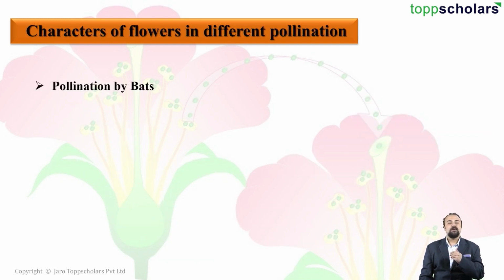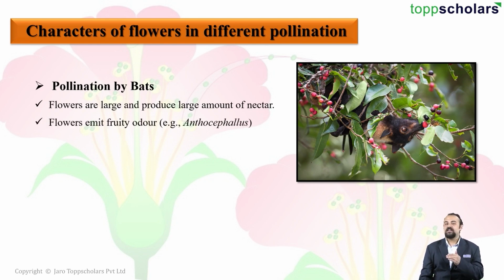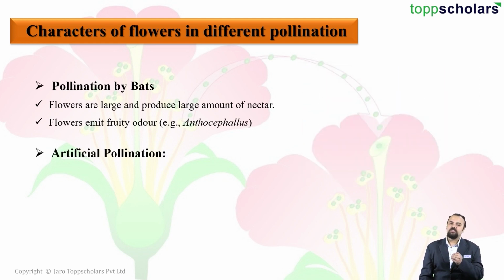Next we have the pollination done by bats. Now students, in this case the flowers are large and they produce a large amount of nectar, again because the pollinating agent, that is the bat, is a large animal. Moving on, the flowers also emit a fruity odor. Example, Anthocephalus.